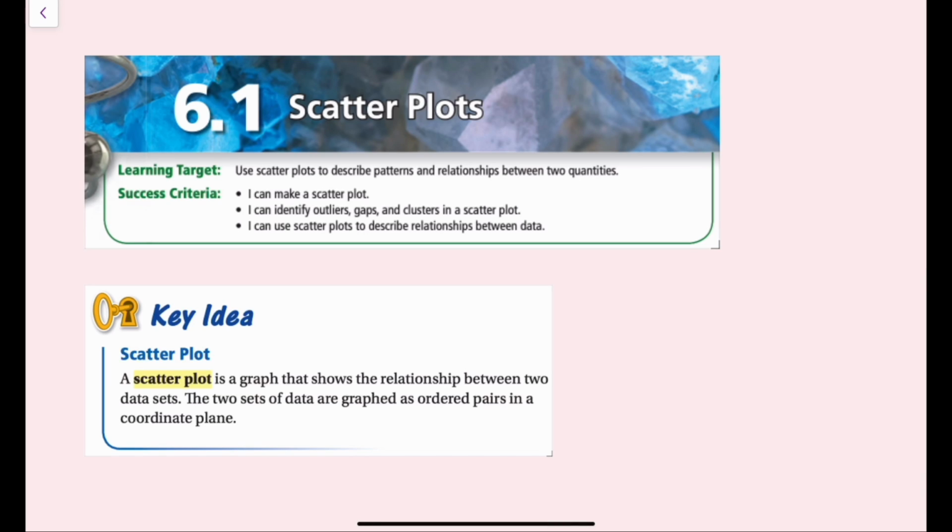In this lesson, we're going to be using scatter plots to describe patterns and relationships between quantities. The success criteria is: I can make a scatter plot, I can identify outliers, gaps, and clusters in a scatter plot, and I can use scatter plots to describe relationships between data sets. A scatter plot is a graph that shows the relationship between two data sets. The two sets of data are graphed as ordered pairs in a coordinate plane.